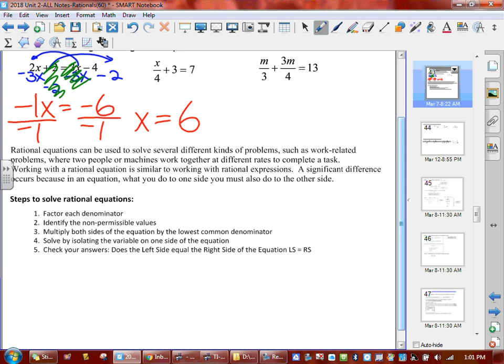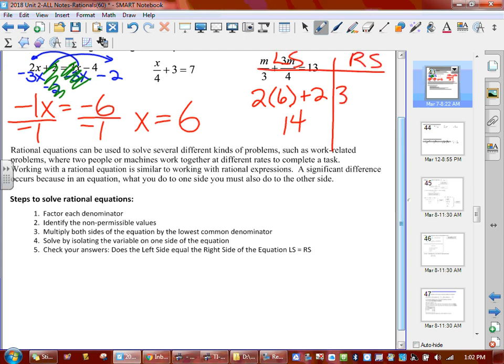Okay? Then they're going to ask you to check your solution to see if it's a true solution. So you would put it in the left side and then put it in the right side and see if the left side equals the right side. So I would have 2 times 6 plus 2. That's going to give me 14. That's my left side of my equation. My right side is 3 times 6 minus 4. Well, 18 minus 4 is 14. So the left side equals the right side when we figure it out. Okay, so that means the solution works.